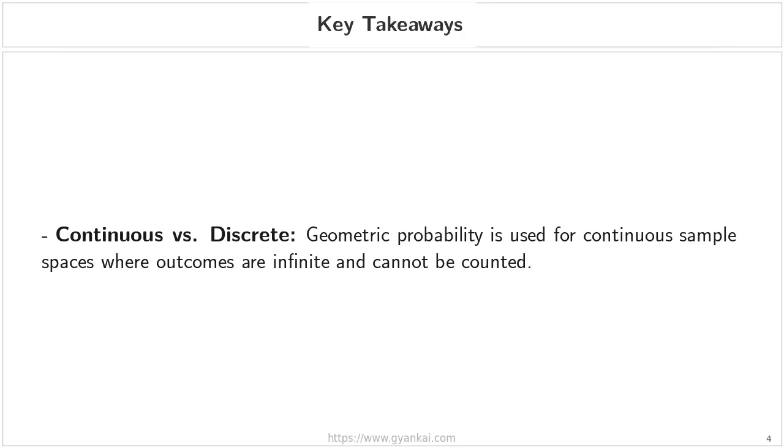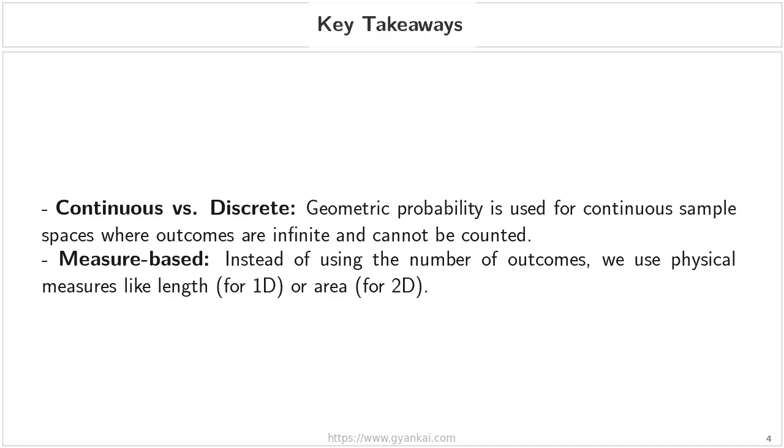Key takeaways. First, let's distinguish between continuous and discrete. Up until now, we have mostly worked with discrete sample spaces, where we could simply count the outcomes, like the faces of a die. However, as we saw in our opening slide, geometric probability is specifically used for continuous sample spaces. These are scenarios where the outcomes are infinite and, quite literally, impossible to count one by one.